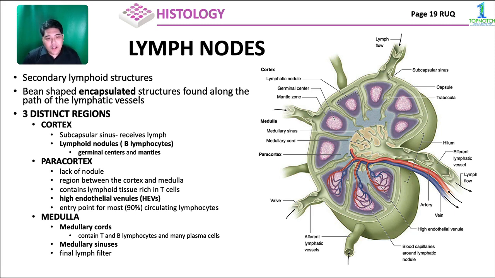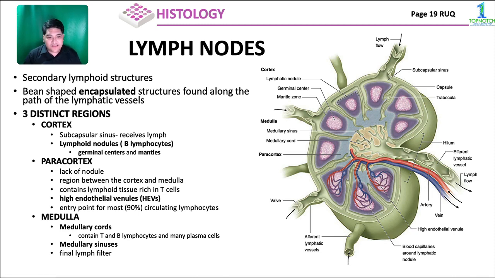For example, your cortex here. This is where your subcapsular sinus is located. And then you have your lymphoid nodules. Your lymphoid nodules are specifically rich in B lymphocytes. They have two parts, your germinal center and your mantle zone. Again, your germinal center and your mantle zone. That's your cortex. So pag tinanong saan located ang germinal centers and mantle zones, it's in the cortex.